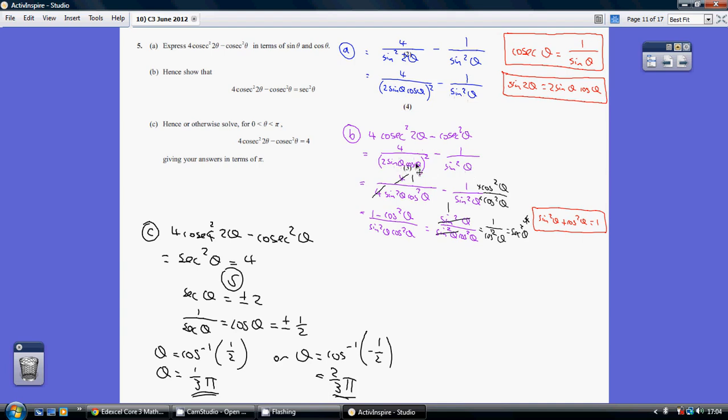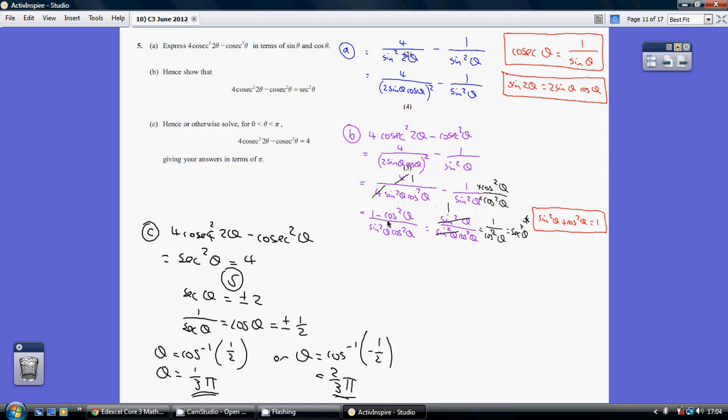So let's kick off by multiplying out the denominator here. So 2 sin theta cos theta times 2 sin theta cos theta is this. The 4's then cancel out. So if we then aim to get a common denominator of sin squared theta cos squared theta, we can do so by just taking the second term and multiplying top and bottom by cos squared theta. So we now have a common denominator.